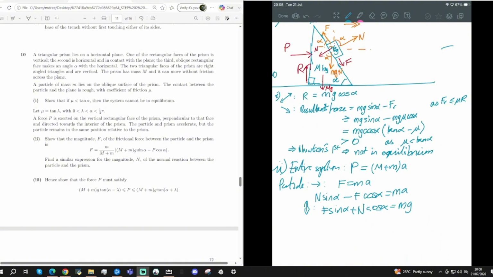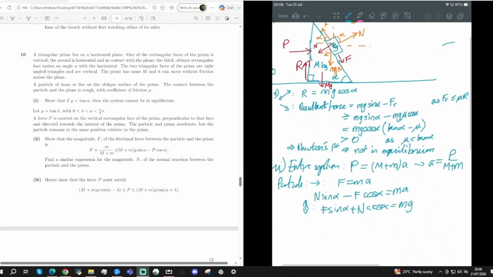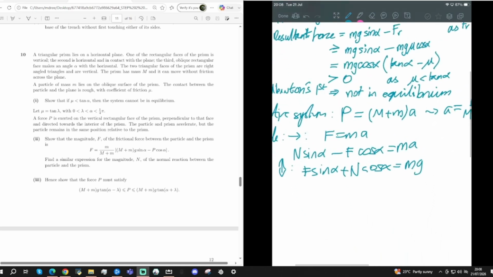Okay, well, I know how to get rid of the a. I've got that from the totality, the total system. So at some point, whenever I choose, I can replace the a with P over M plus m. Do I want to do that yet? Maybe. But I do want to get rid of the n. Now I've got lots of choices here. I could try and rearrange both to make them both n equals.